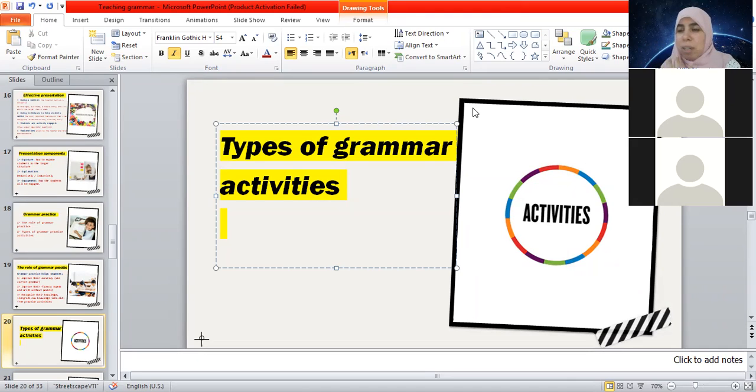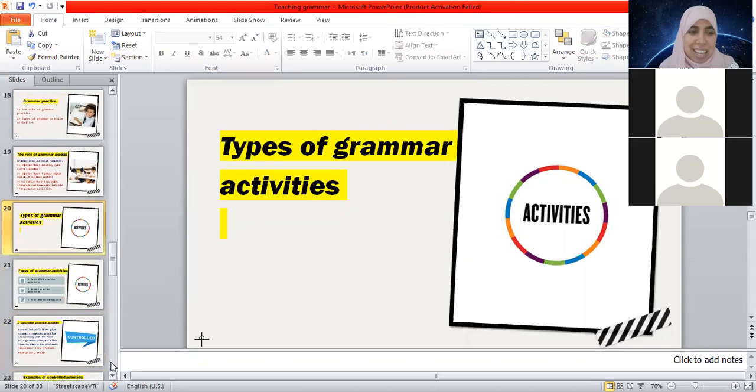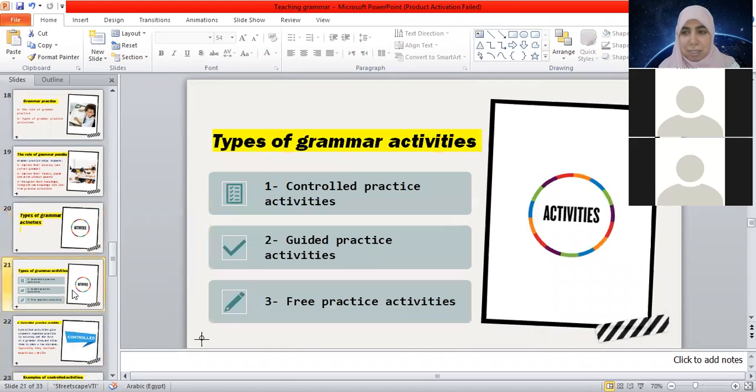So we have number 1, controlled. Number 3, free. Mix it, not fix it. It's guided. Guided, yes, exactly. I can't get this word. Yes, I know, guided practice. Yeah, I'm sure you know, but you just forget.